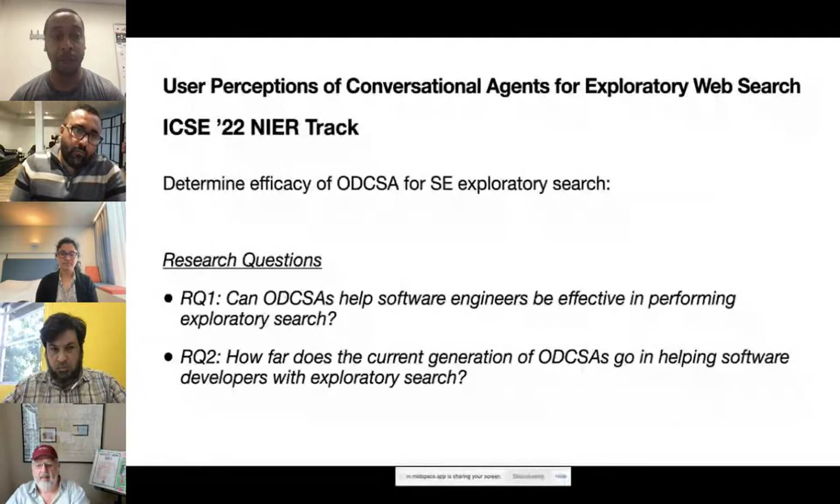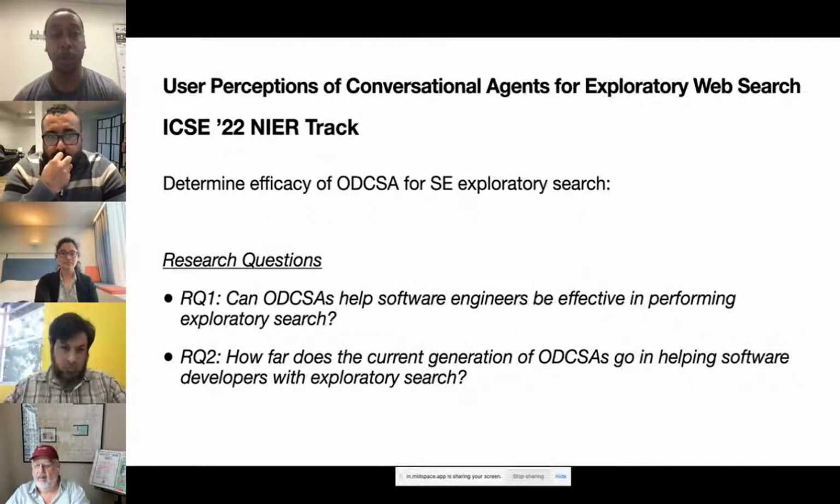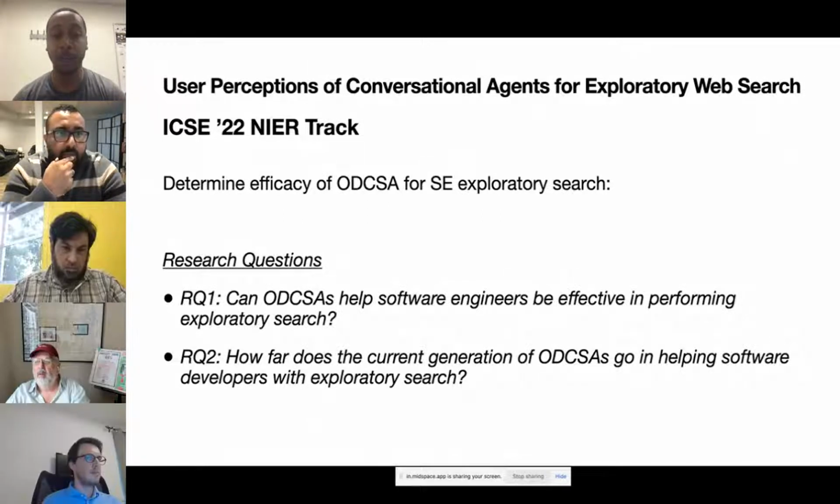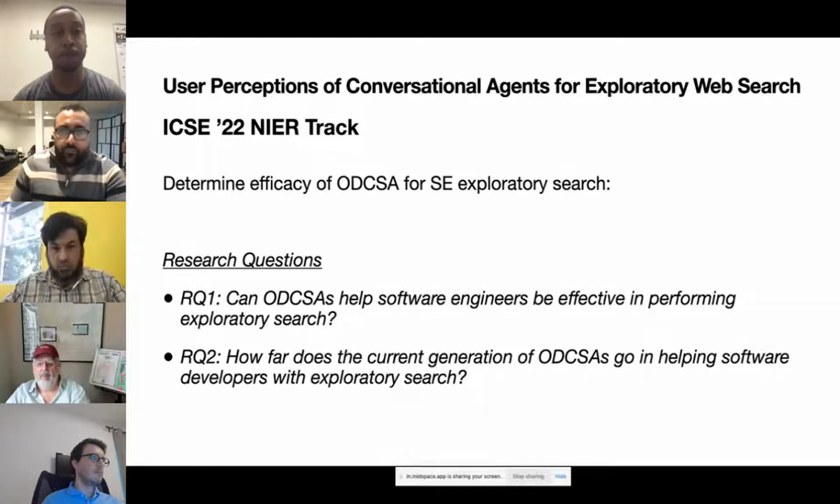So to determine the efficacy of an ODCSA for software engineering exploratory search, we pose the following two questions. One, can ODCSAs help software engineers be effective at performing exploratory search? And two, how far does the current generation of ODCSAs go in helping software developers with their exploratory search?